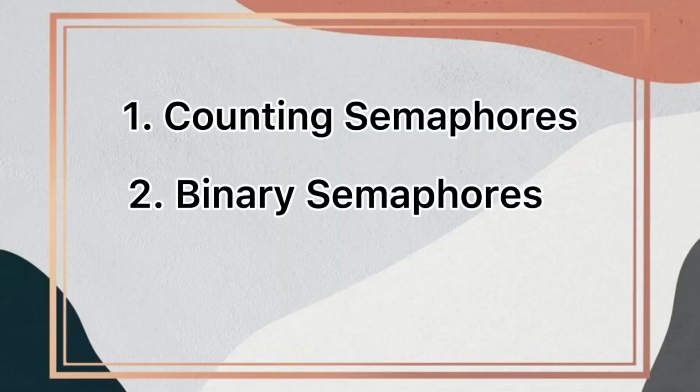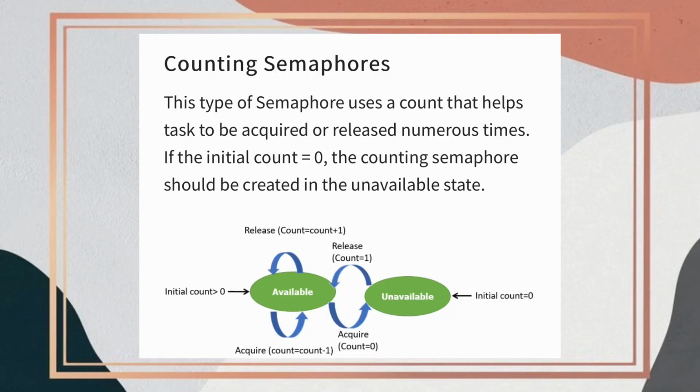So there are two types of semaphores. The first one is the counting semaphores and the second one is the binary semaphores. So let us first define what is counting semaphores. Counting semaphore is a type of semaphore that uses a count that helps tasks to be acquired or released numerous times. So if the initial count is equal to 0, the counting semaphore should be created in the unavailable state.